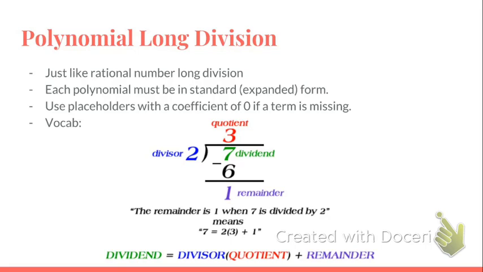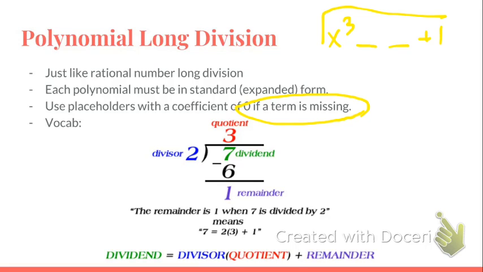Alright, so as the example in the beginning alludes to, the long division with polynomials is just like long division. Each polynomial must be in standard expanded form, so you don't want to do this with factored polynomials. And make sure you use placeholders with terms that have coefficients of 0. So I'll explain what that means. If you have like x cubed plus 1 and you want to divide by that, we want to leave some space here for the x squared terms and the x terms.